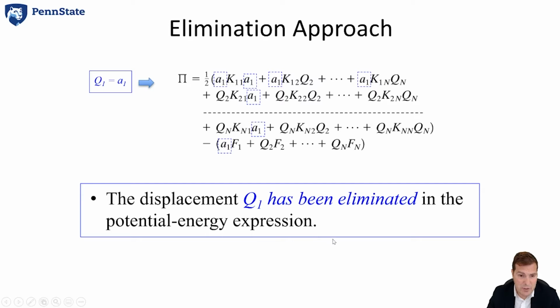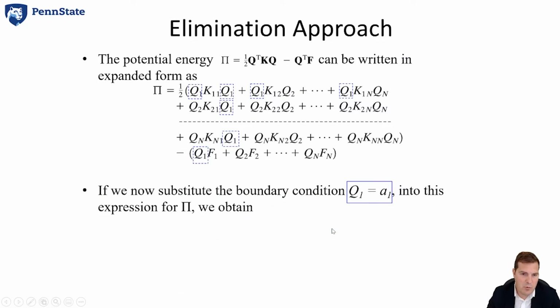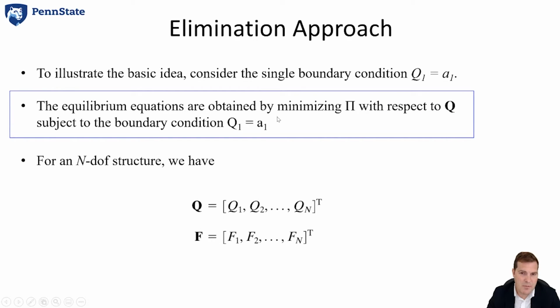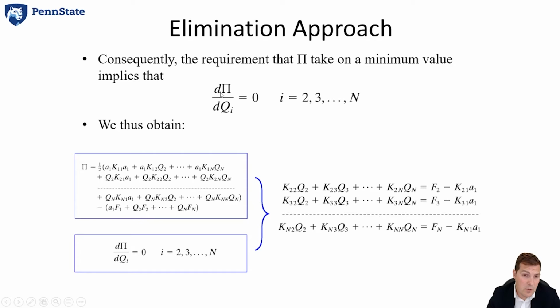We want to minimize that energy. Because if you remember what we said here, let's go back. It said the equilibrium equations are obtained by minimizing pi with respect to Q subject to the boundary condition. So now we need to minimize this with respect to Q. Here you can see we're going to minimize pi with respect to dq sub i, and we're going to set that equal to 0. That allows us to minimize it. So we're going to take our total potential energy here. Q1 has been eliminated. We're going to take our minimization equation. Note that this now starts at 2. We've totally eliminated Q1 out of this, and so we just start at 2 through n.